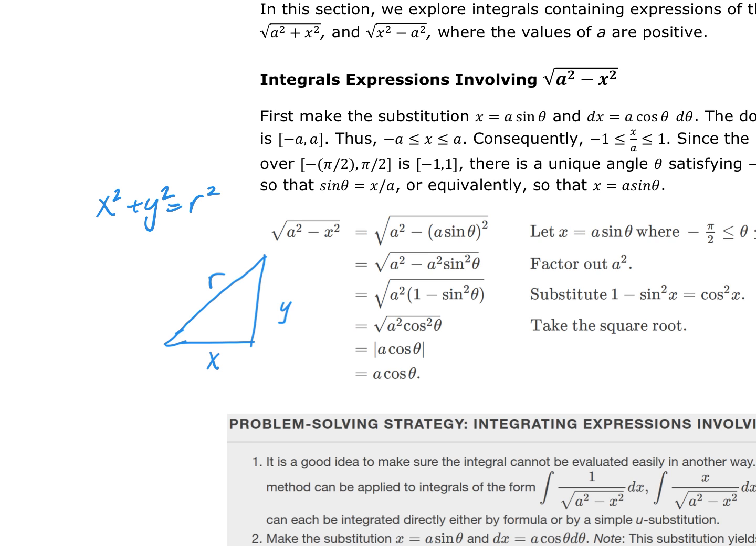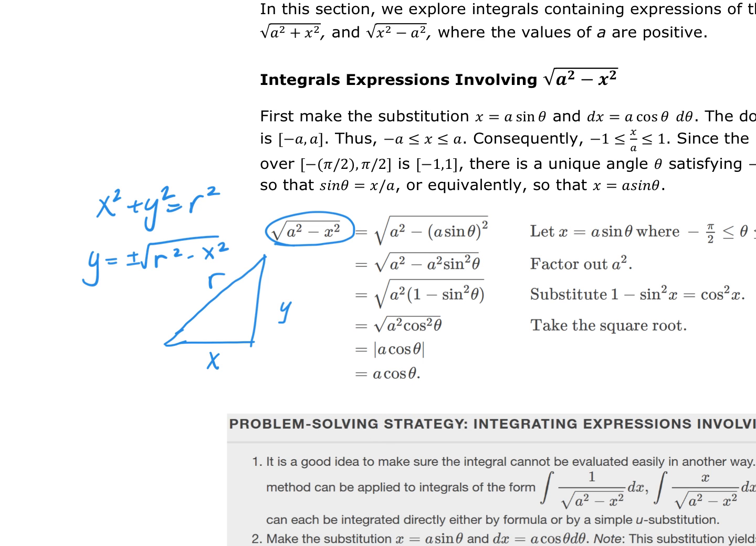Now, because I had this a squared minus x squared, this looks like if I were to have solved for y, this would be plus and minus the square root of r squared minus x squared. So if I let x equal a sine theta, and I have a squared minus x squared, and the x squared can be replaced with a sine theta squared, then I would have a squared minus a squared sine squared theta, and I'd end up eventually, when I get done, with a cosine theta.